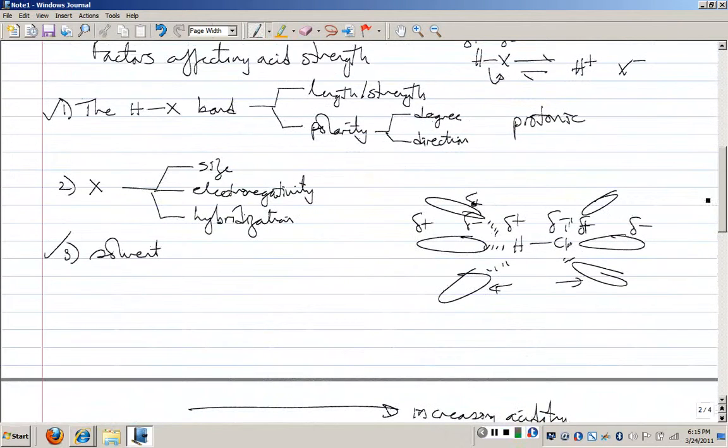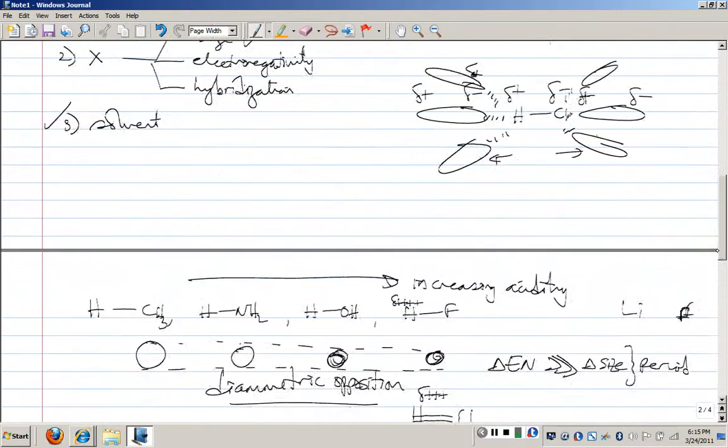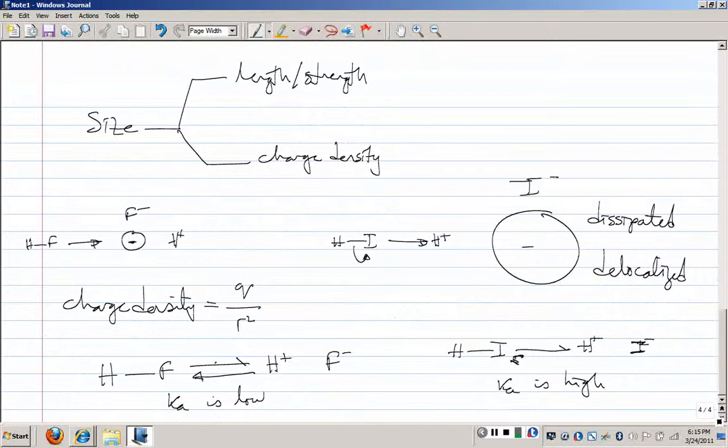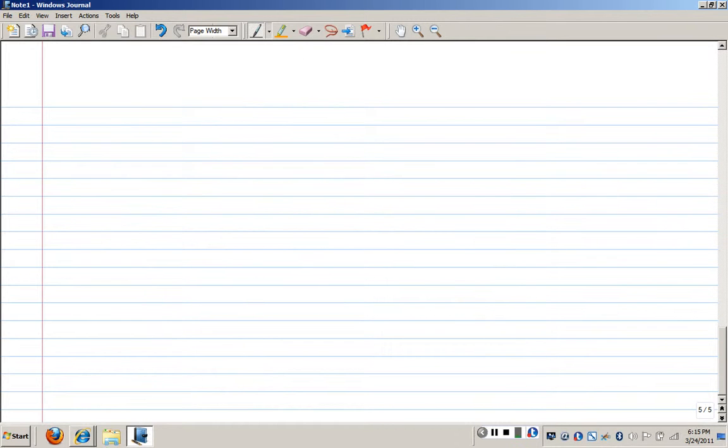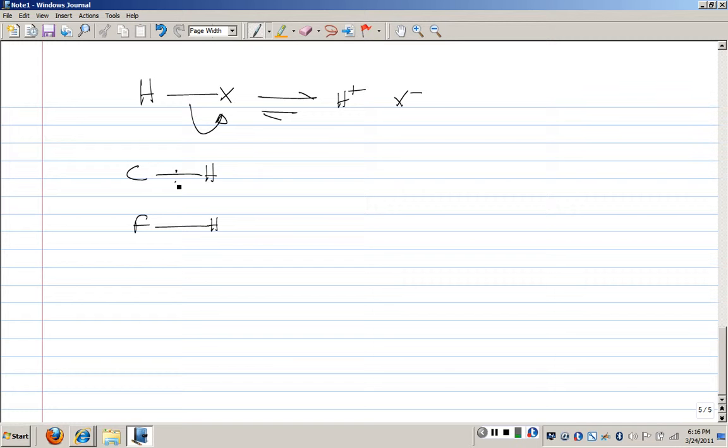Okay, so we've done the size of the atom. Let's look at the electronegativity of the atom and see what role that plays. Well, as you might expect, what I want is for the electron pair in the HX bond to come onto X-. So obviously, the more electronegative X is, the closer to X will the electron pair lie. So if I were to look at, say, a CH bond and an FH bond, the electron pair in a CH bond lies bang smack in the middle. The electron pair in an FH bond lies very close to the F.